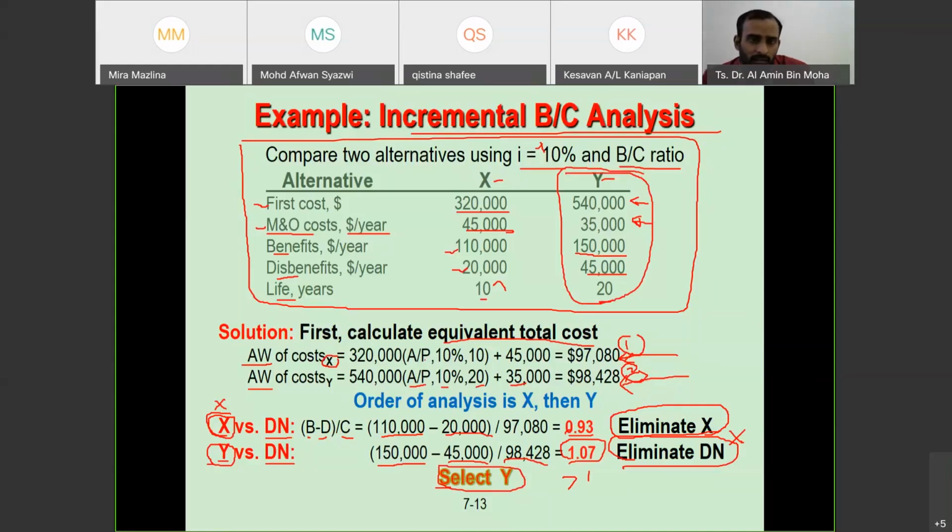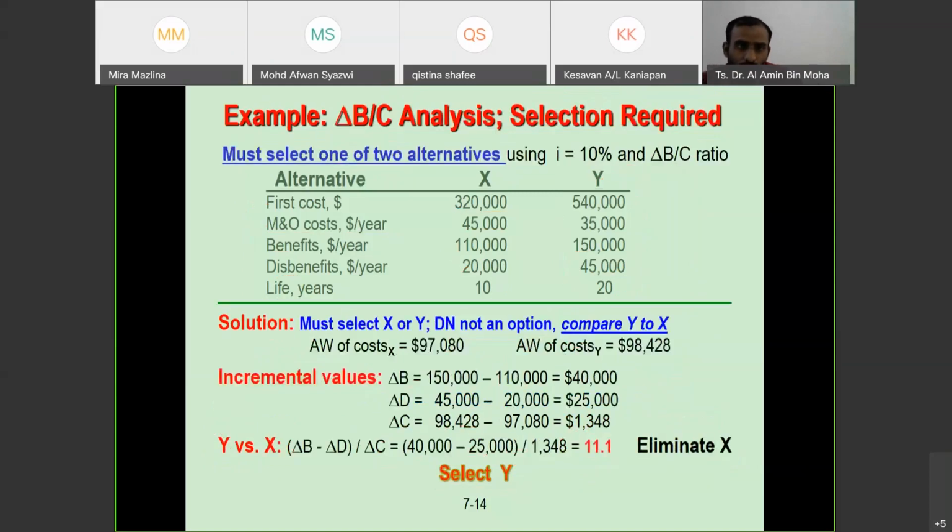So this is what we mean by incremental BC analysis. I hope you understand this. In this example, we are comparing two alternatives, and we always have do nothing as the status quo of the system. In the next example, the same scenario is given: X and Y with all the information the same.